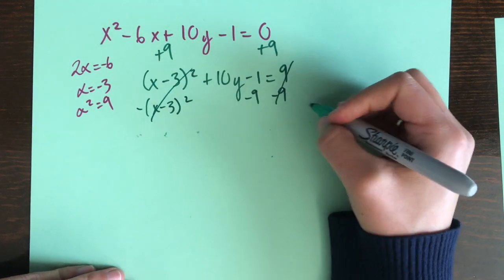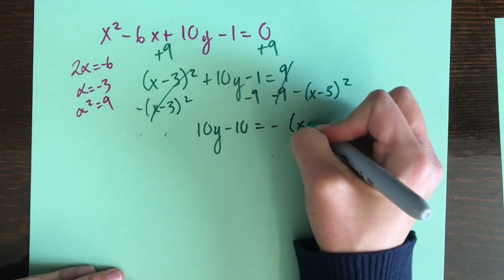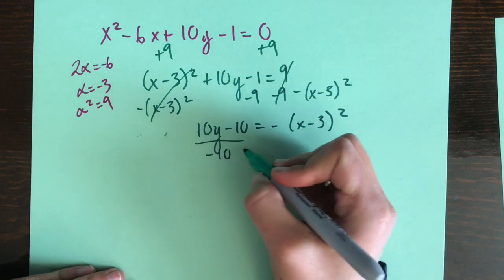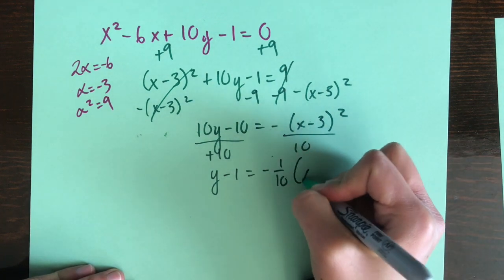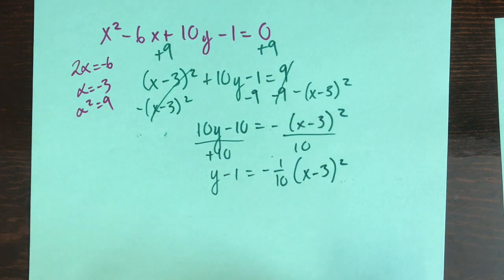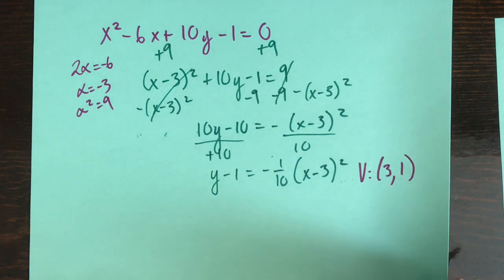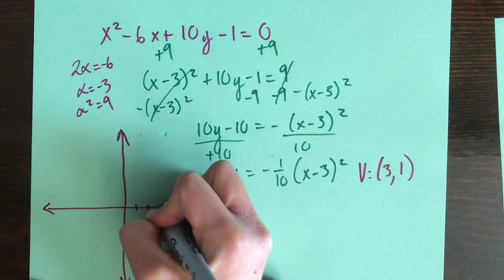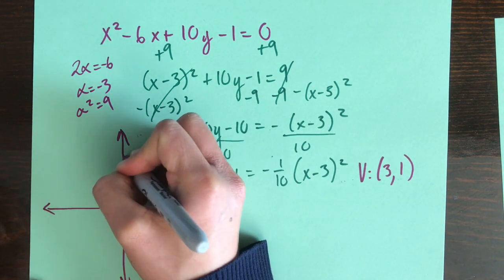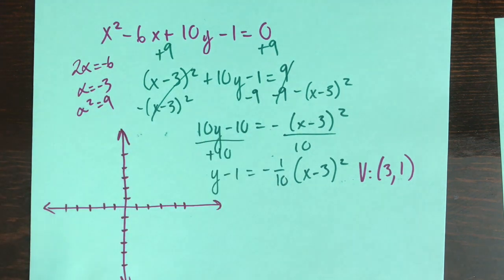I'm going to subtract 9 from both sides and subtract that whole x business to the other side, and I get 10y minus 10 is equal to negative (x minus 3) squared. I'm going to divide everything by positive 10. And I get y minus 1 is equal to negative 1/10 times (x minus 3) squared. Let's go ahead and figure out what the vertex is. It's just whatever makes that whole right side 0 and the whole left side 0, so it's (3, 1), right? So I'm going to plot that point. (3, 1) is my vertex.